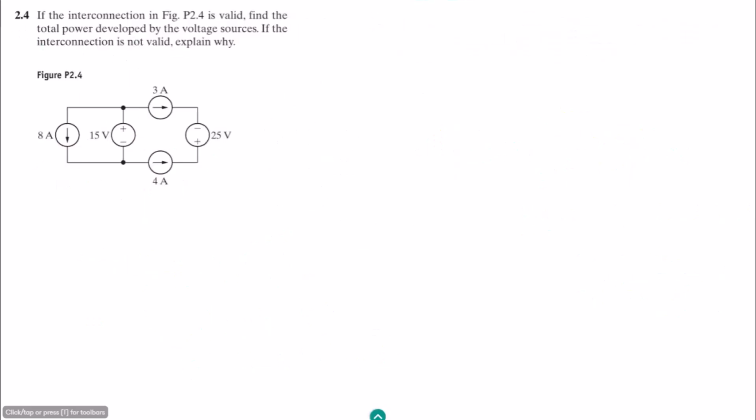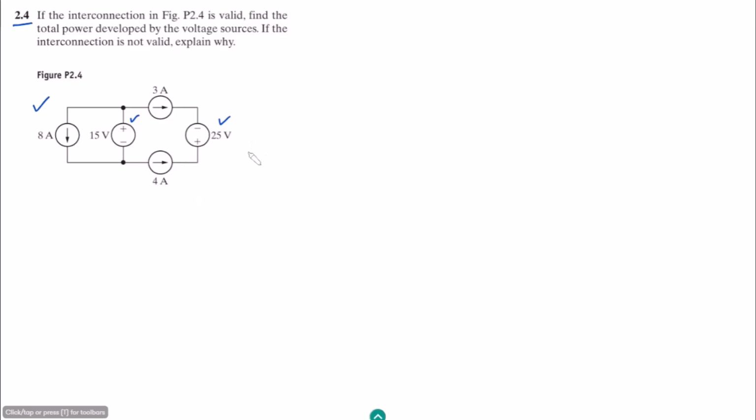Welcome back, guys. So this is question 2.4 from the similar book, Electric Circuits by Nilsson, and the statement of this question is: if the interconnection in figure P2.4, this is the figure, is valid, find the total power developed by the voltage sources. Here we have this voltage source and this voltage source as well. If the interconnection is not valid, explain why.